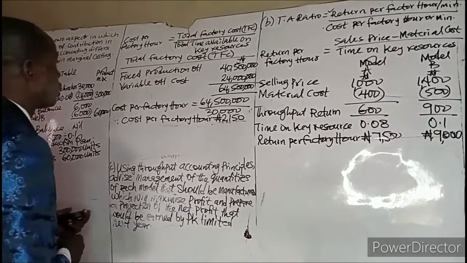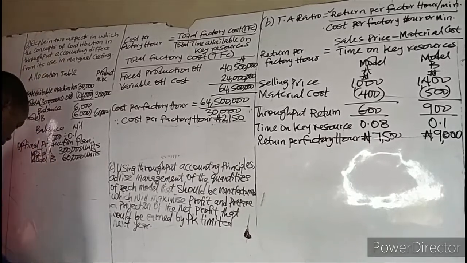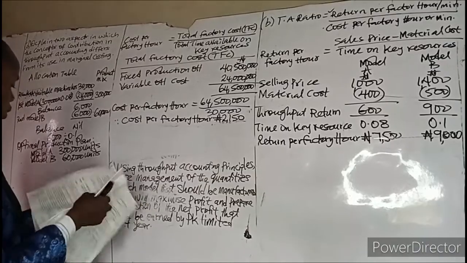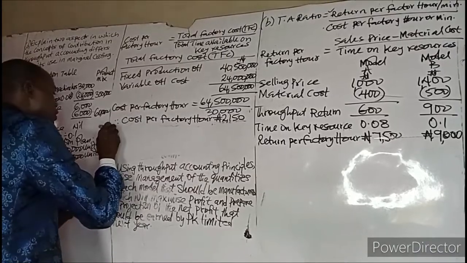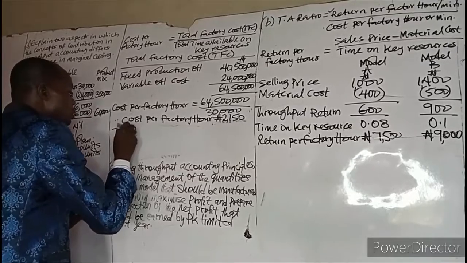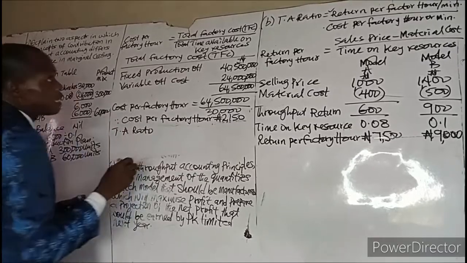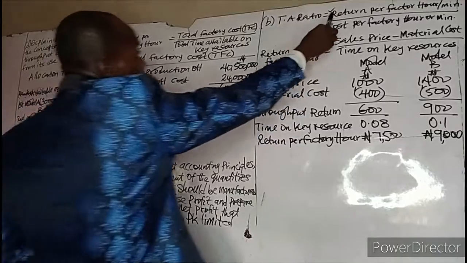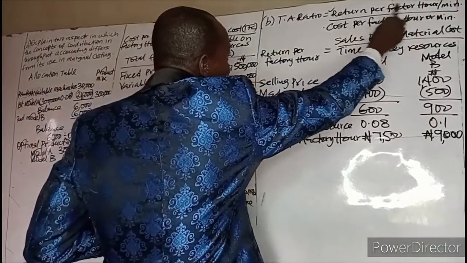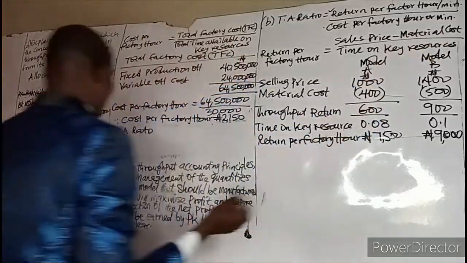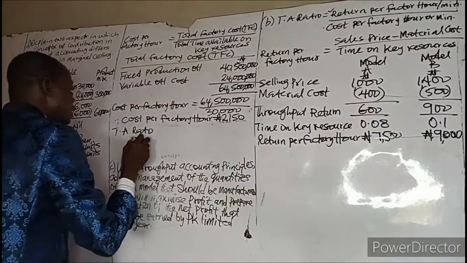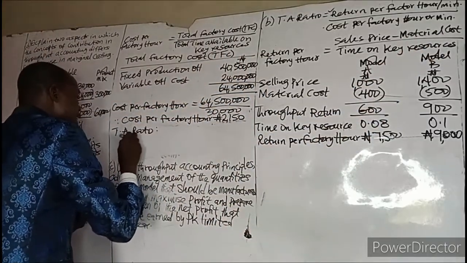So in requirement B, you have to calculate the throughput accounting ratio. I've told you that throughput accounting ratio is equal to return per factory hour or minute over cost per factory hour or minute. Let's have it for model A.